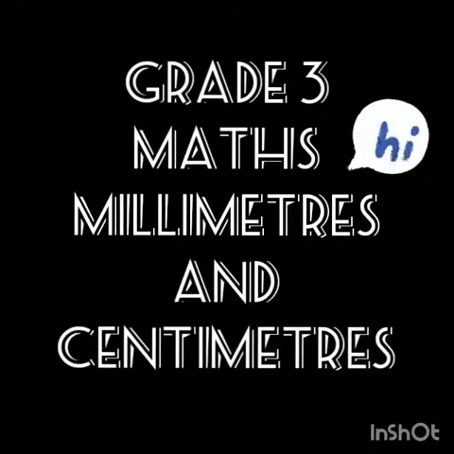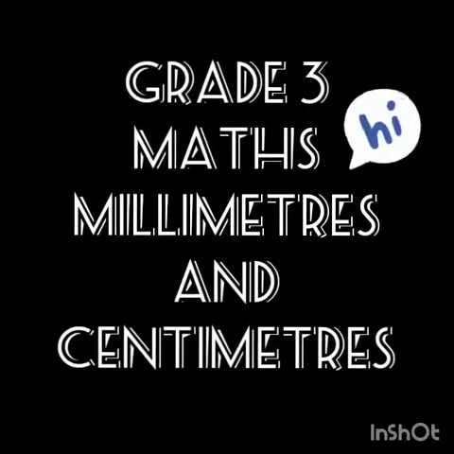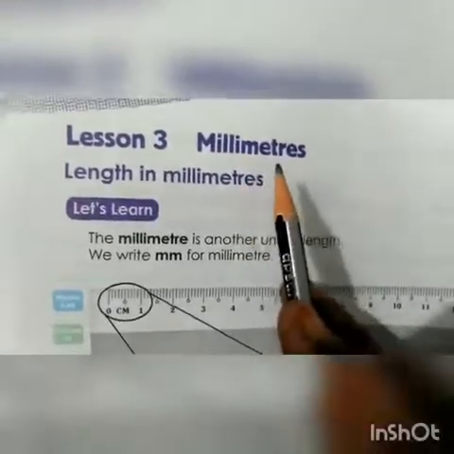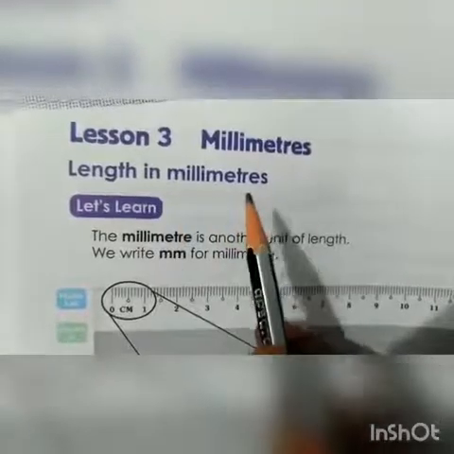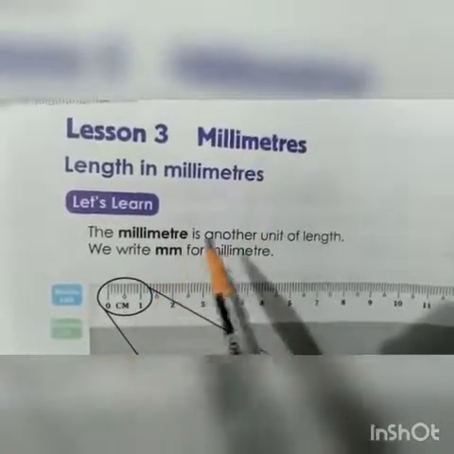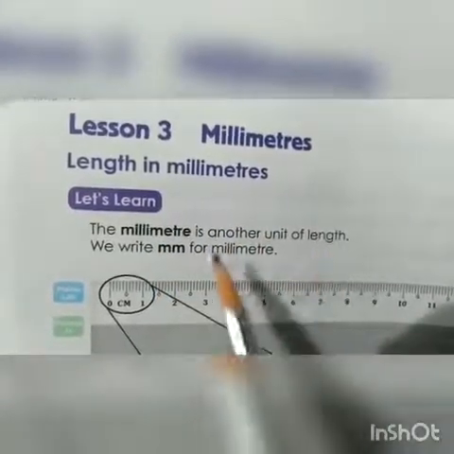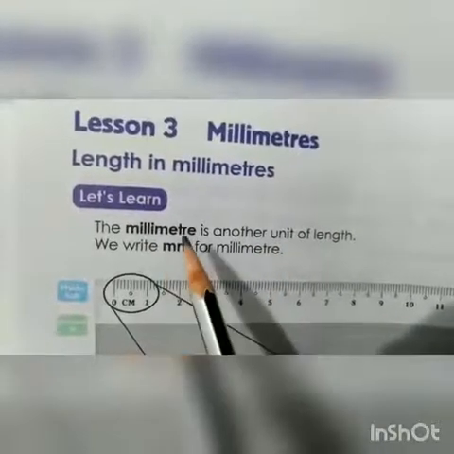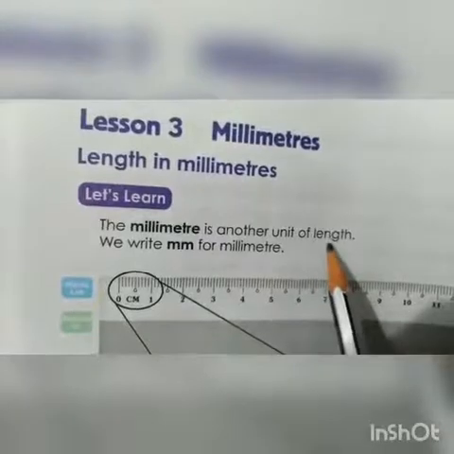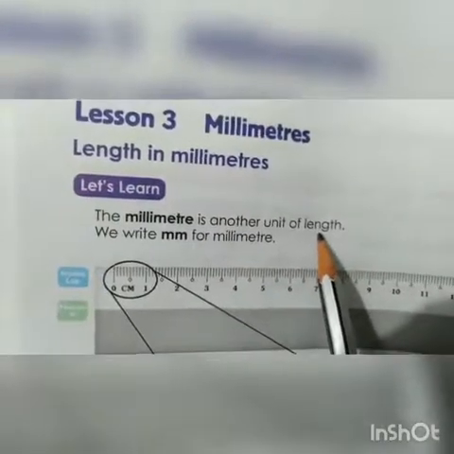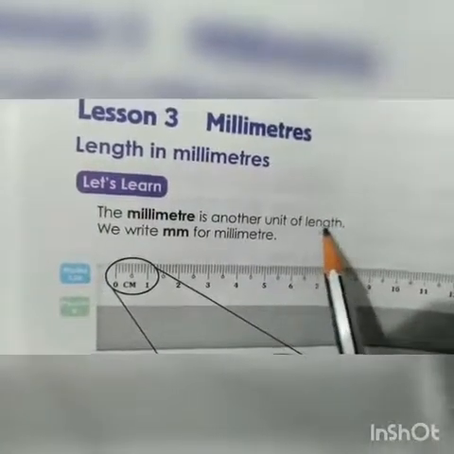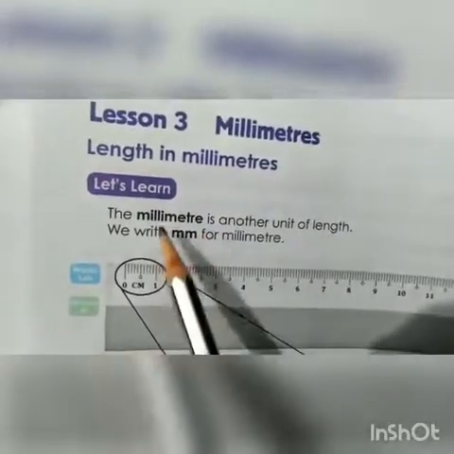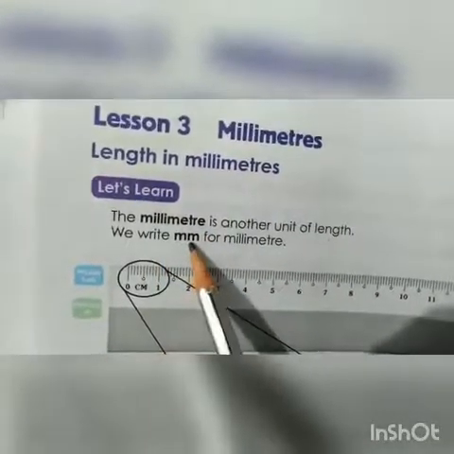Today we are going to see about millimeters and centimeters. Next, millimeters. Length in millimeters. The millimeter is another unit of length. What is the unit of length? Millimeter. We have seen units of length such as kilometer also. We have several units for length. So millimeter is another unit of length. We can write millimeter as mm.